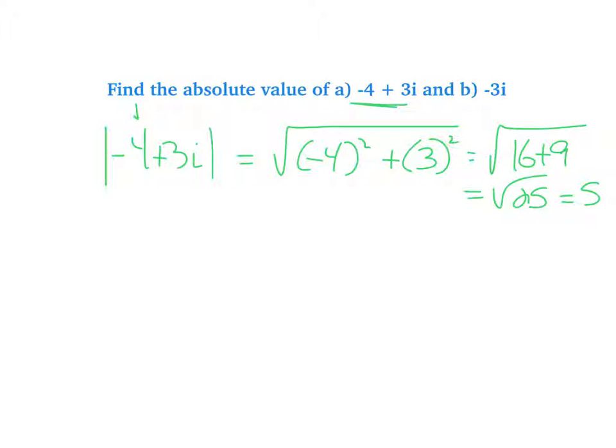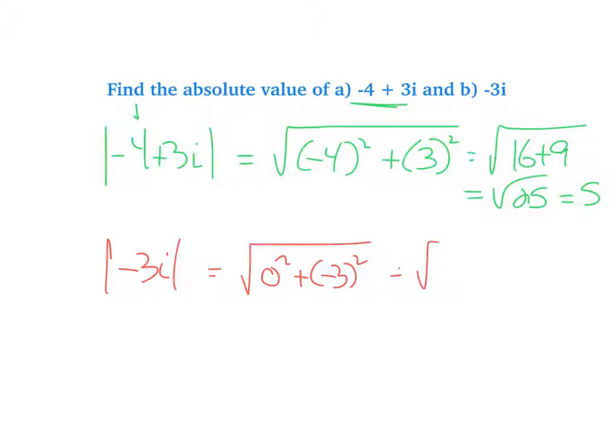Let's do the second one. Absolute value of negative 3i. So how far is that from 0? That should be pretty obvious, actually. But you would do this. There is no real part, so it would be 0 squared, and then you'd have negative 3 squared, which would be inside. You'd have 0 plus 9, which is just square root of 9, which is 3. And that should have been obvious because negative 3i is like right down here on your graph. So they're really asking you how far away is that from 0, which is there, so it's 3 away.